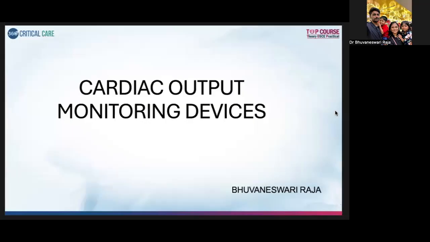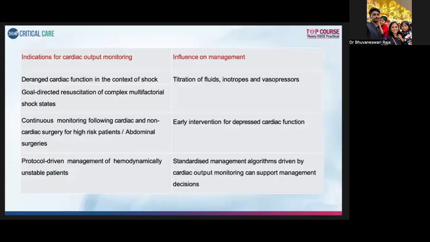We'll be discussing cardiac output monitoring devices. It can be shown as an OSCE, where they may ask what is the mechanism, what are the indications, what are the limitations. So what are the indications of cardiac output monitoring?